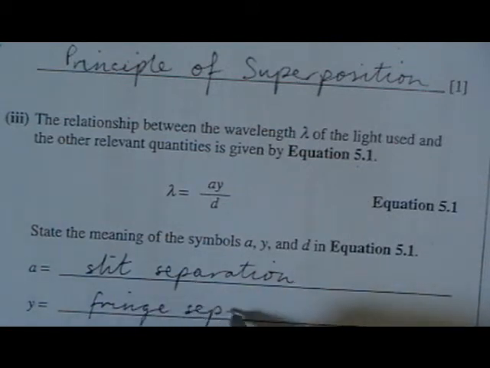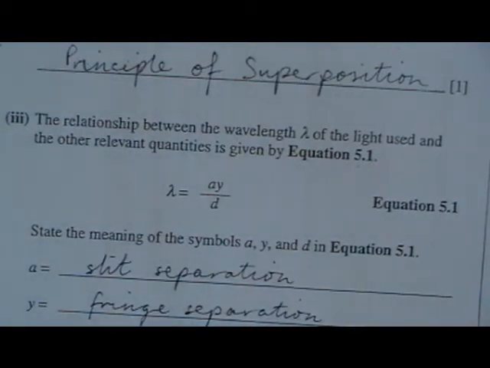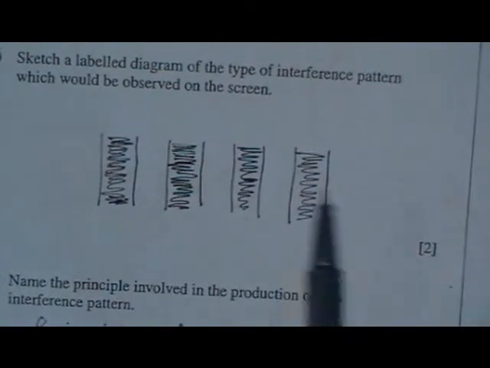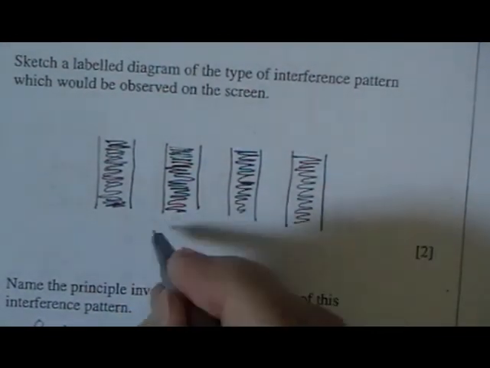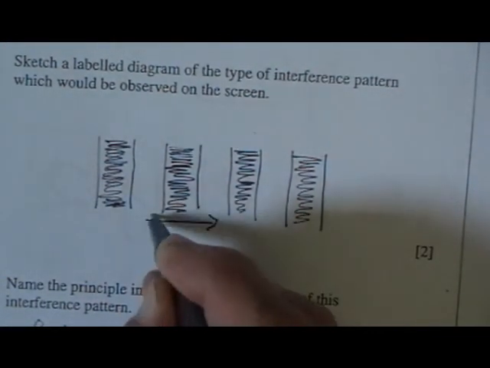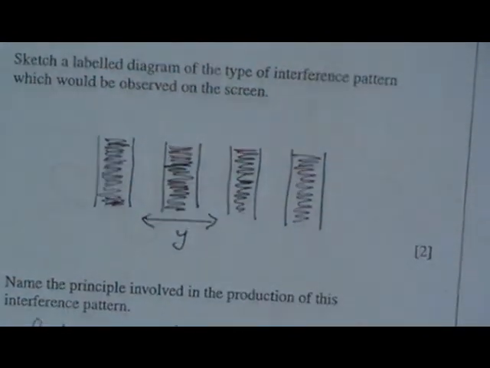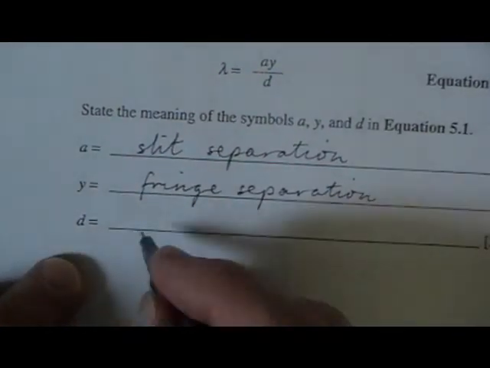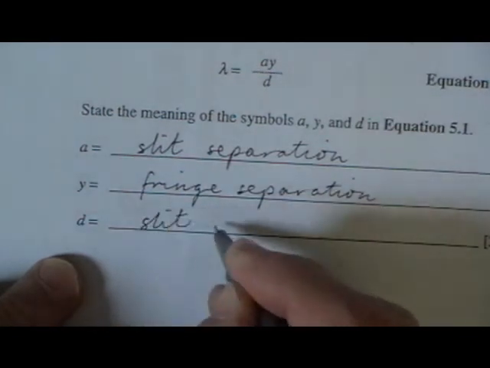That's the distance between each consecutive bright band. To look at this, this is the distance y here, and then finally d is the slit to screen distance.